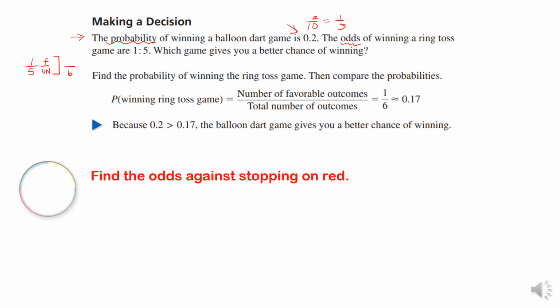Okay, one more. Find the odds against stopping on red. So we're doing odds. So we have favorable over unfavorable. Okay, so how many is favorable? There are 3, right? Blue, yellow, and green. So that's 3, and there's only one unfavorable response. So that is your odds.